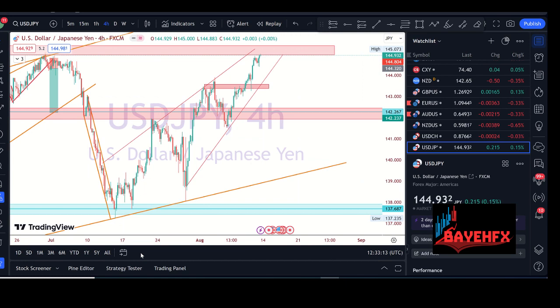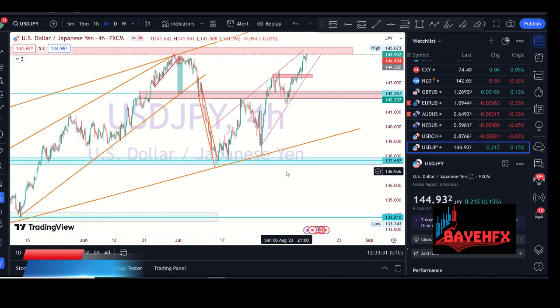Hey guys, this is USDJPY. This is a major cross pair with the Japanese yen, right? As you can see on the previous data analysis, we said the Japanese yen was close to the buy side liquidity here, and what happened? We got a bullish push to the upside.